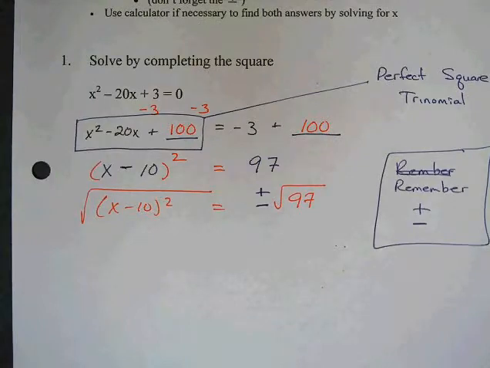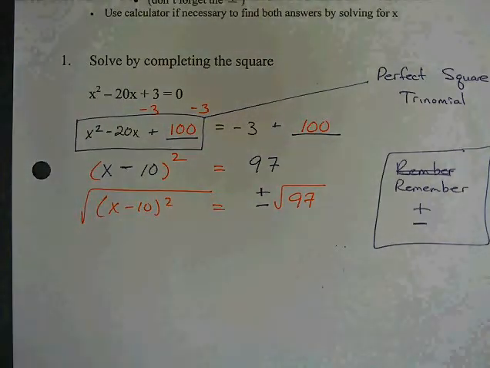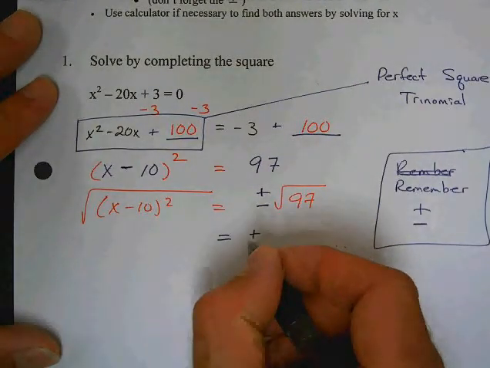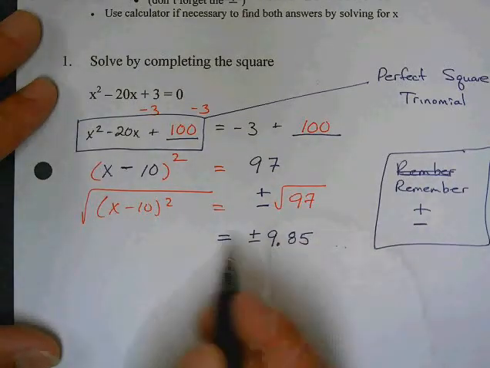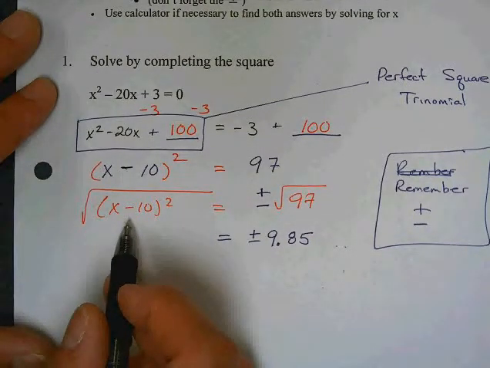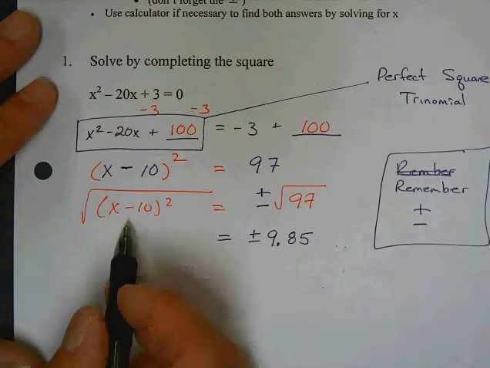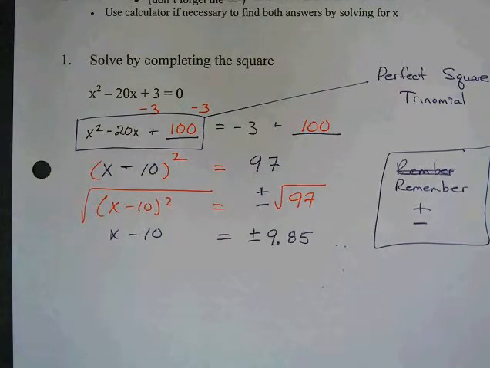All right, I need some help here. What is the square root of 97? 9.85. Plus or minus 9.85. And the square root of something squared is what's inside. In this case, what's inside? X minus 10. End of step 2. How many answers do we have? 2 answers. Now I need to break my equation up into 2 parts.